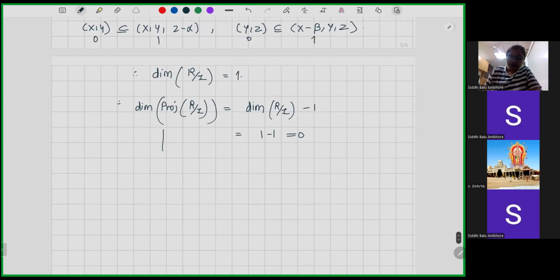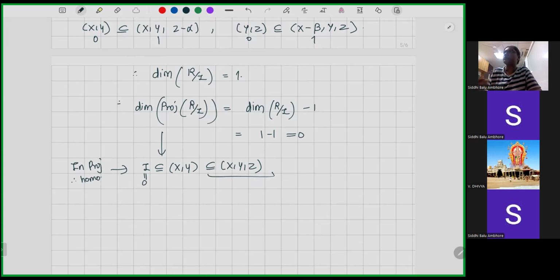We can also see that the minimal prime I is 0, that is okay. I is 0 in here. And we have this xy, and they are contained in this ideal (x, y, z), homogeneous in Proj, therefore homogeneous. Okay, but we don't consider this ideal when I see the chains in Proj.